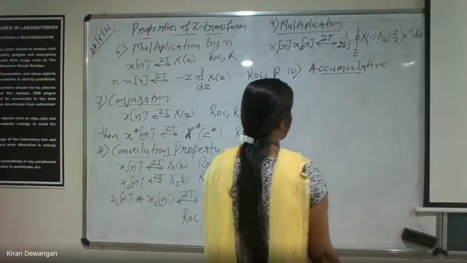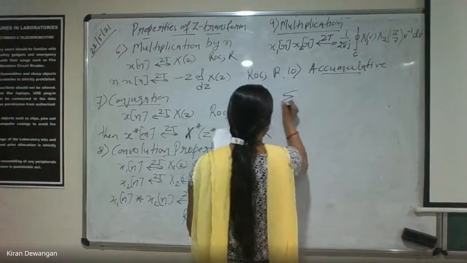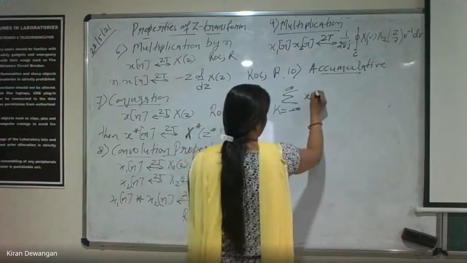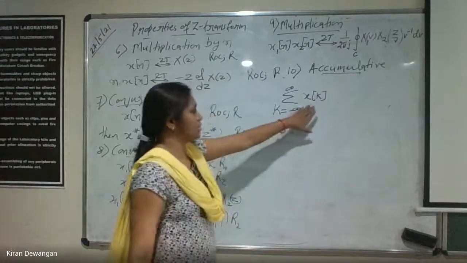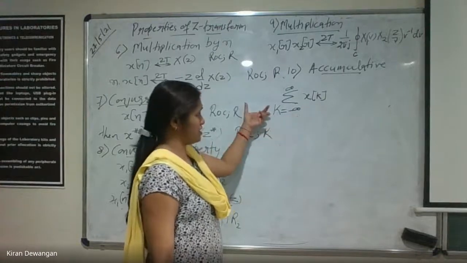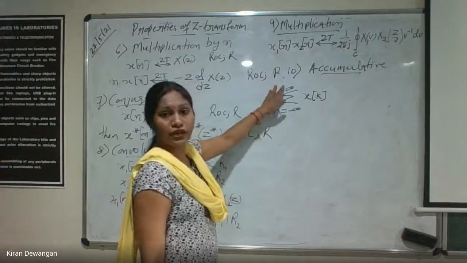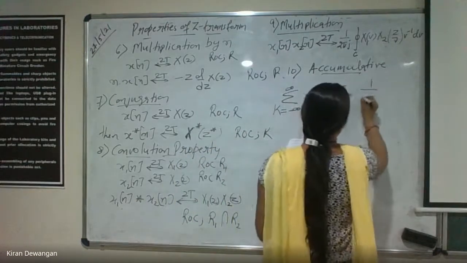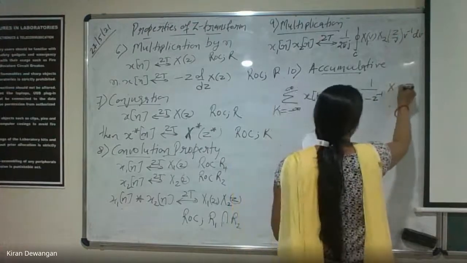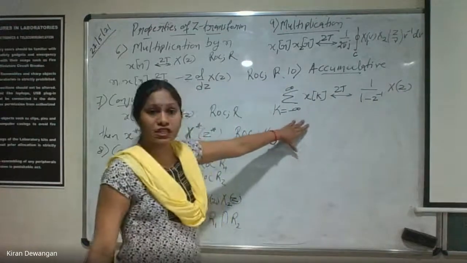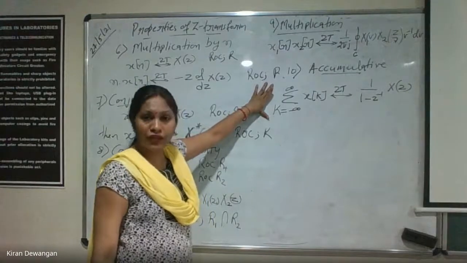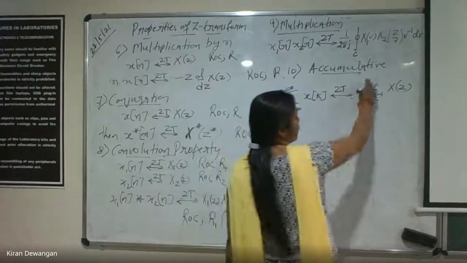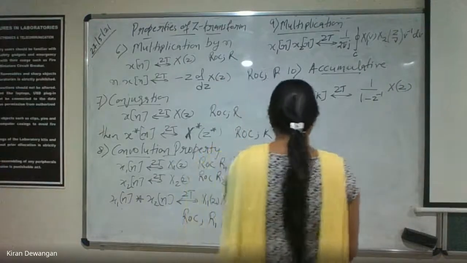The accumulation property says that if x(n) has the Z transform X(z), then the summation over k from minus infinity to infinity of x(k), where k is a different variable of summation, meaning I am taking the whole of x(n) accumulated from minus infinity to plus infinity, will have the Z transform 1 by (1 minus z to the power minus 1) into X(z). That is the accumulation property.